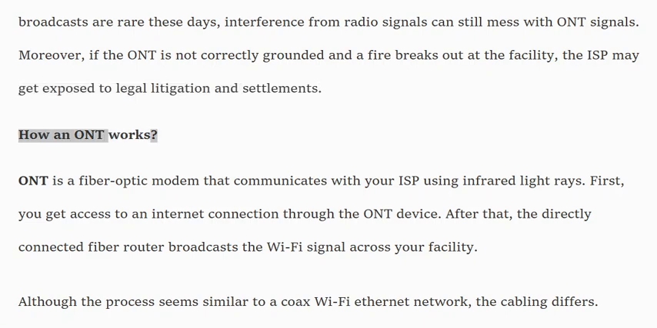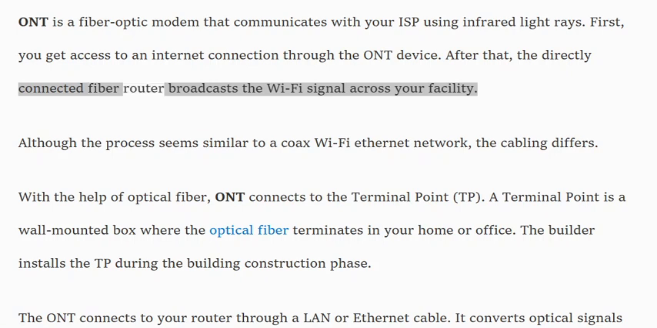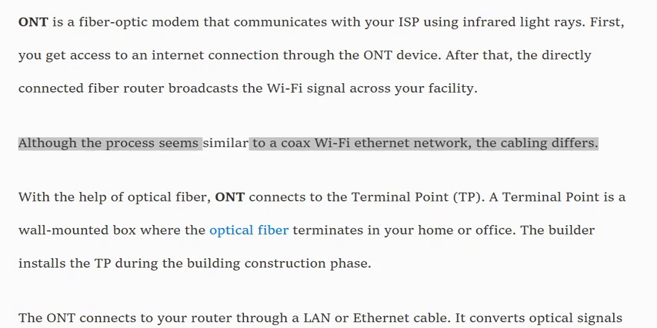How an ONT works. ONT is a fiber optic modem that communicates with your ISP using infrared light rays. First, you get access to an internet connection through the ONT device. After that, the directly connected fiber router broadcasts the Wi-Fi signal across your facility. Although the process seems similar to a coax Wi-Fi Ethernet network, the cabling differs.